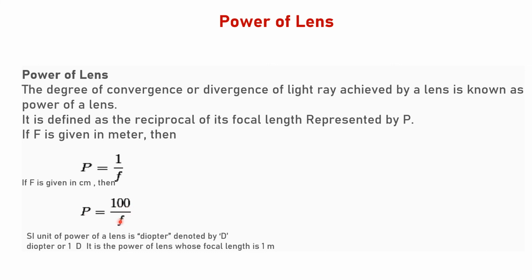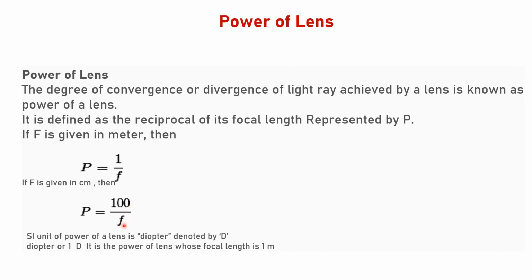Clear? If the focal length F is given in meters, you can directly put the value of F and calculate the power. But if it is given in centimeters, you need to use this formula instead. Because 1 centimeter is equal to 1 upon 100 meter. So when you write 1 upon 100 meter here, it gets reciprocated, 100 will go up and the focal length is there. So it will be 100 upon F.